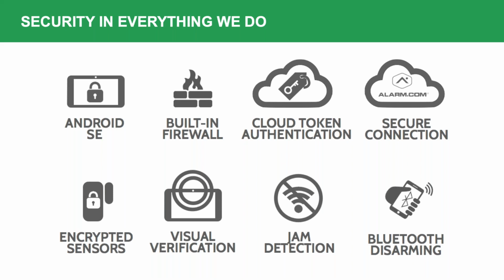Security is very important to us as Qolsys, and I know it's important to you guys. It's what our industry is all about. So with our panel, we need to make sure we're as secure and tight as possible. So we use a security enhanced version of Android. It's a Linux version, and it communicates to alarm.com through cloud token authentication. There's a built-in firewall. We have third-party verification going on, and that will only speak to the alarm.com Qolsys cloud. On top of that, we have our encrypted sensors. So we have our Qolsys S-line sensors that use encryption technology. Why is this important?